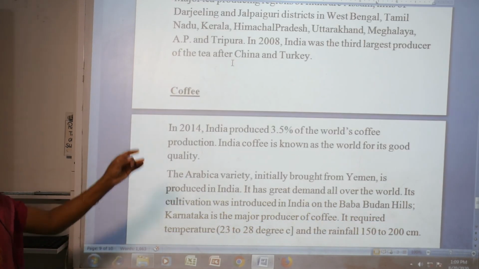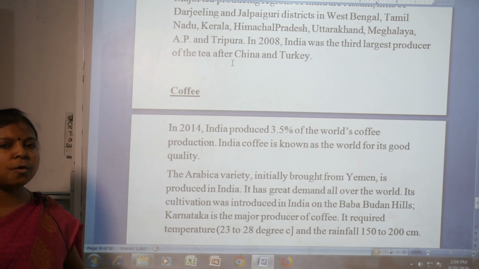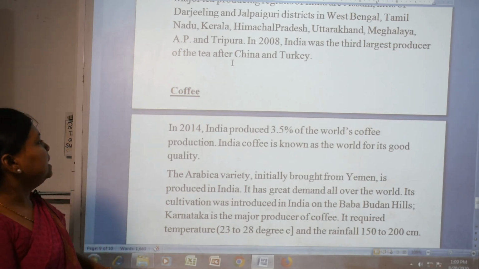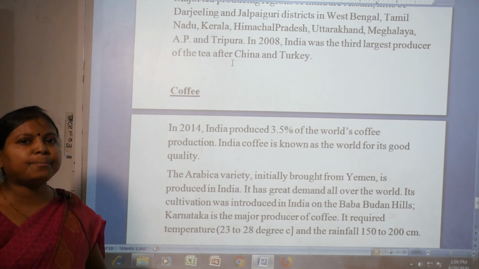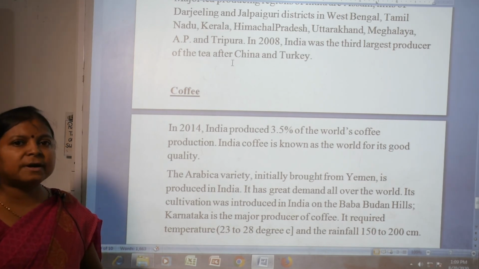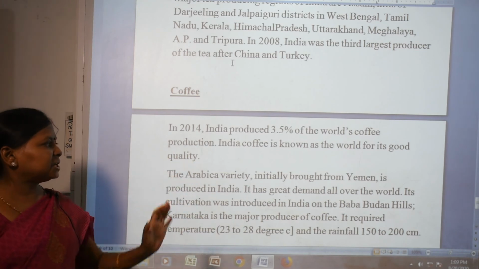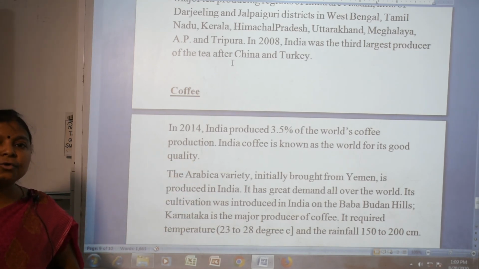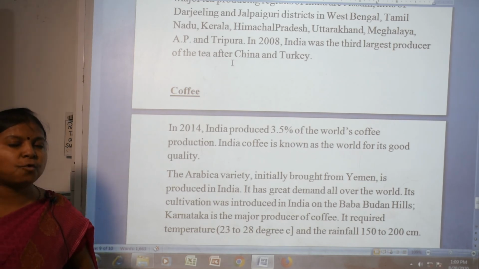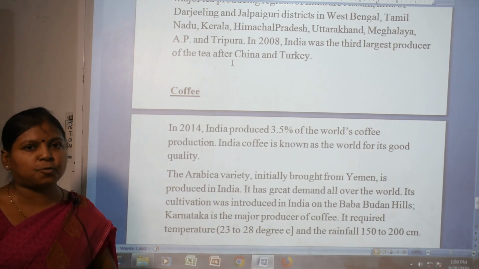Next, we are taking the coffee. It is also a commercial crop, a plantation crop. In 2014, India produced about 3.5% of the world's coffee production. Do you know Indian coffee is known worldwide for its good quality. That is why its demand is more in other countries and it is exported.